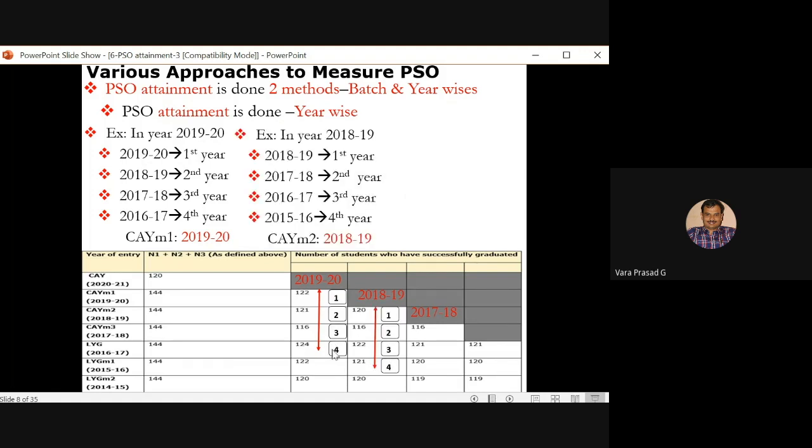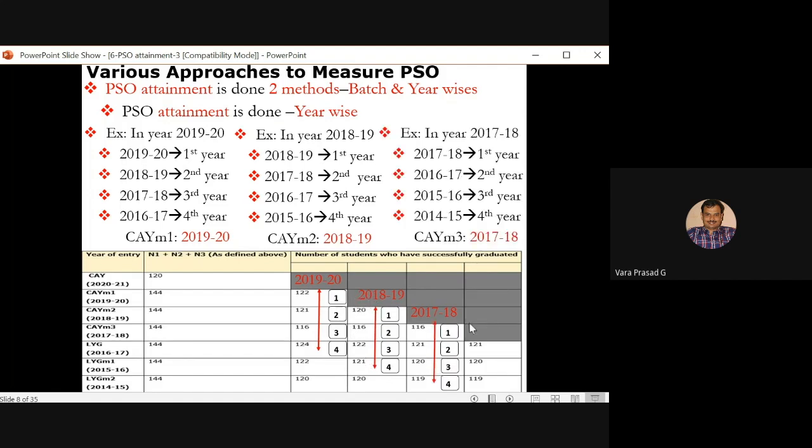Now, while calculating for 2018-19, the first year, second year, third year and final year students, while calculating the PSO attainments, you are taking those students here. Similarly for 17-18, first year, second year, third year, final year students. You are taking the attainment in this fashion here.